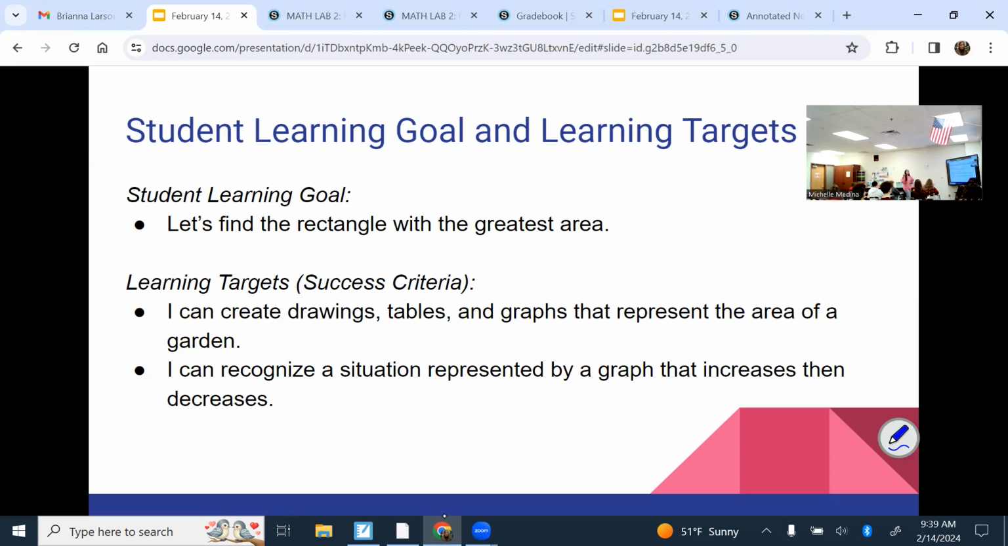And you'll see it again in geometry, you'll see it again in algebra 3-4. So if I could get you on board with buying into it now, it'll make your math a lot easier moving forward. So today we're just easing you into it, creating drawings, tables, and graphs that represent the area of a garden, and then recognizing a situation represented by a graph that increases, then decreases.